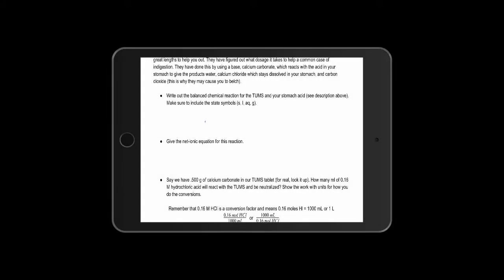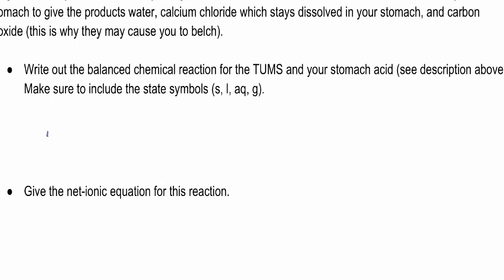The first thing we're going to do is write out the reaction. We have calcium carbonate. It is a solid. It's going to be reacting with hydrogen chloride or hydrochloric acid. This is aqueous, it's a strong acid.